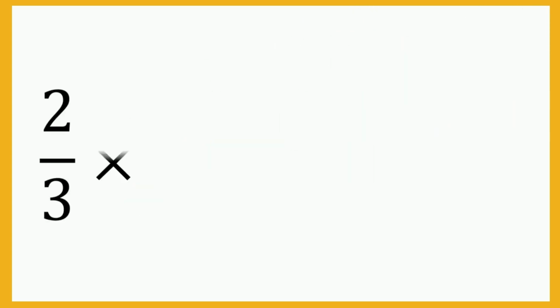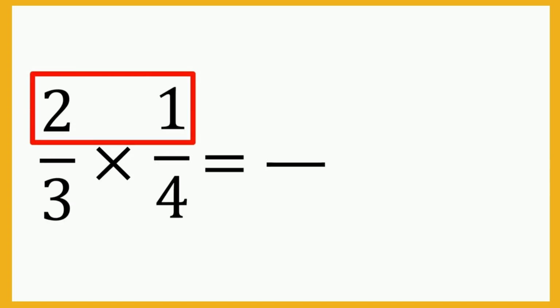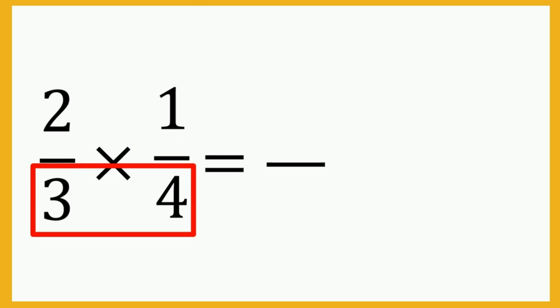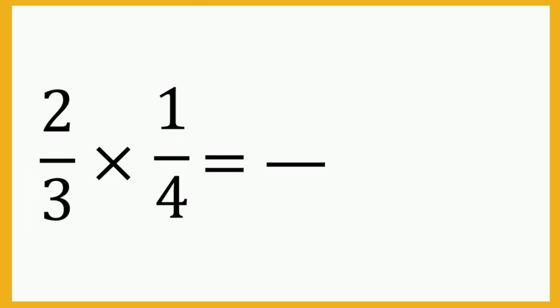Here we have 2/3 times 1/4. Again, we simply multiply the numerator and multiply the denominator. Let's start with the numerators. We have 2 times 1, so the answer is 2. Then we multiply the denominator. We have 3 times 4, so the answer is 12. So the answer to this equation is 2 over 12.